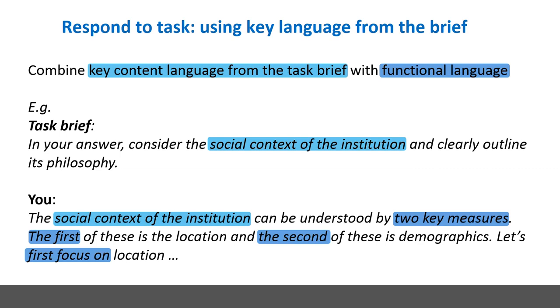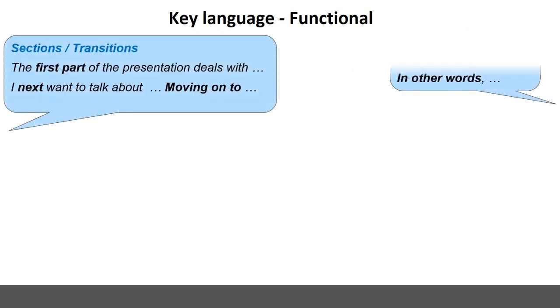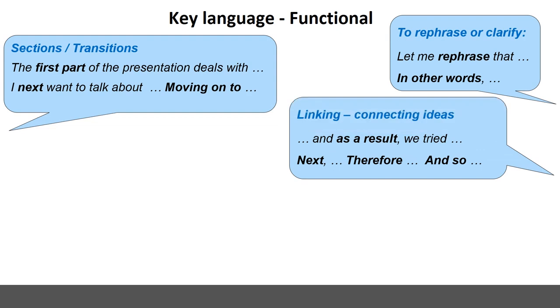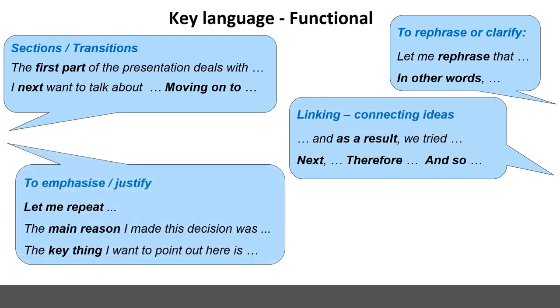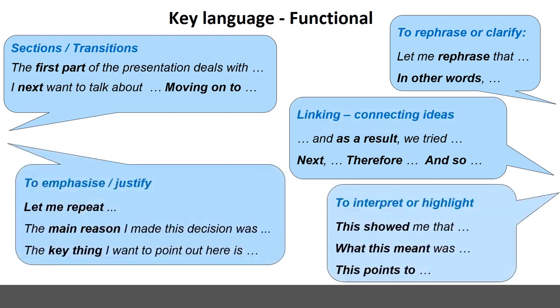This functional language is key to helping the audience keep up with key parts of your talk. And the functions are sectioning, transitioning, rephrasing, clarifying, linking, emphasizing, justifying, interpreting or highlighting. There are a lot of functions you use when you're speaking to an audience. The key thing I want to point out here is that if we are using the functional language with body language and content language, it makes for a very clear and powerful message.